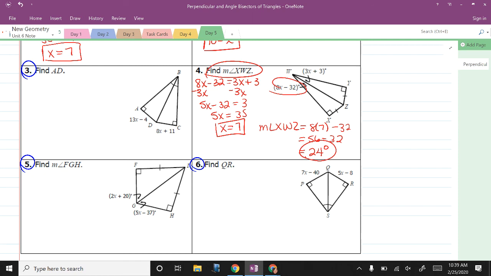Okay. Number 6, what did we get for x? X equals 16, and then you had to find the length of segment QR. And what did we get for this length of segment QR? 72. Any questions about anything we looked at today? Basically, you're just making them congruent, setting them equal to each other, then plugging in and finding missing segments or angles. Sound good? That is the end of notes for today.